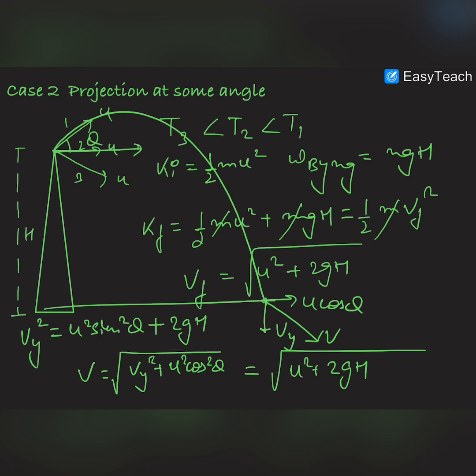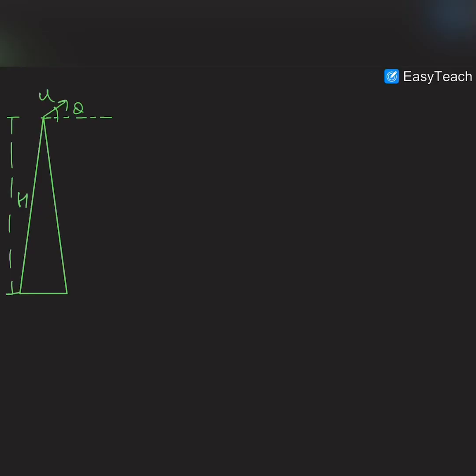But obviously you can see that the angle at which they will strike the ground would be different for all of them, and therefore we can say that these three objects would strike the ground at different velocities, but the speed of each of them would remain the same.